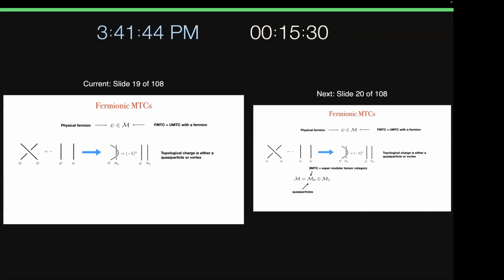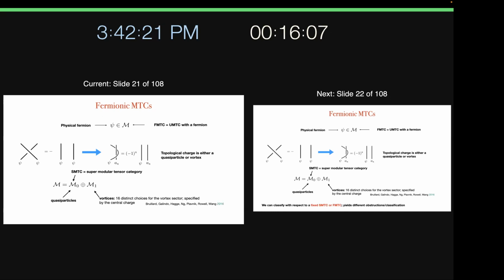And in physics, we have names for those. The objects which braid trivially with the fermion, so the plus sign, we'll call quasi-particles. And the objects that braid non-trivially with the fermion we'll call vortices. Okay, so the Z2 grading allows us to rewrite M as the direct sum of two categories. M0 is a subcategory of M, and you can view M1 as a module over M0 if you like. So the objects in M0 we'll call quasi-particles, and they're described by what's called a supermodular tensor category. And the objects in M1 are called vortices.